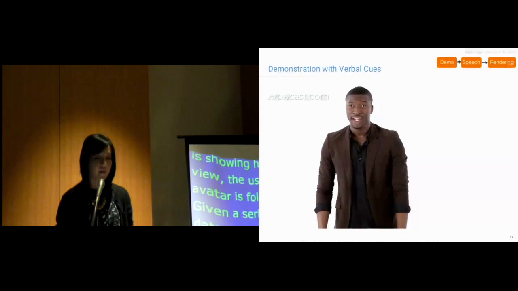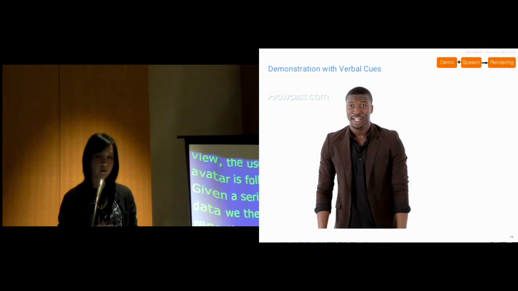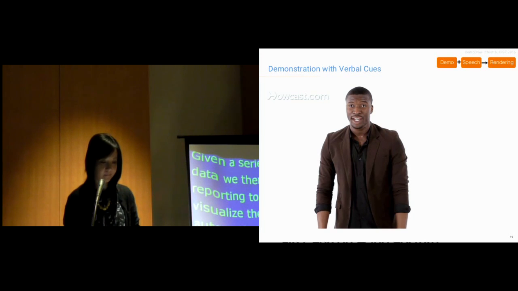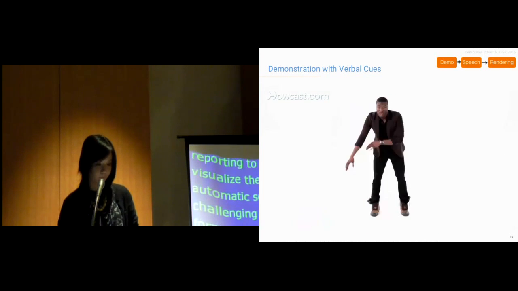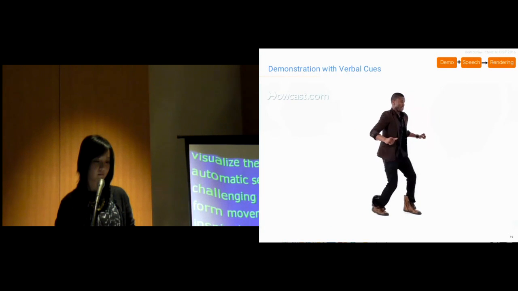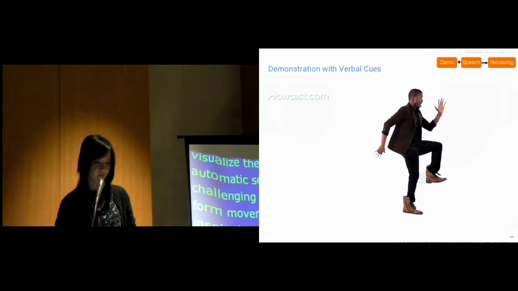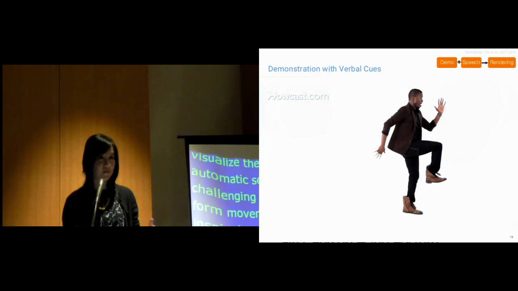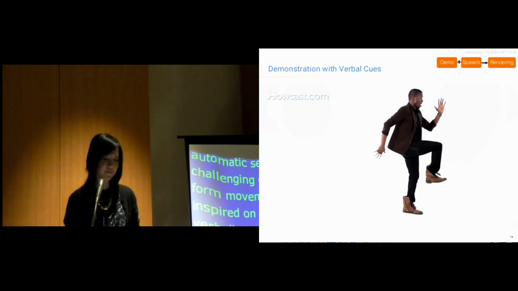However, automatic segmentation can be really challenging, especially for free-form movements like dancing. So we're inspired by how dance instructors verbally and physically explain their step-by-step moves in practice. So here's one example. So we have 1, 2, 3, 4, 5, 6, 7. So imagine how much time it might take for you to handcraft the illustrations from these dance moves.